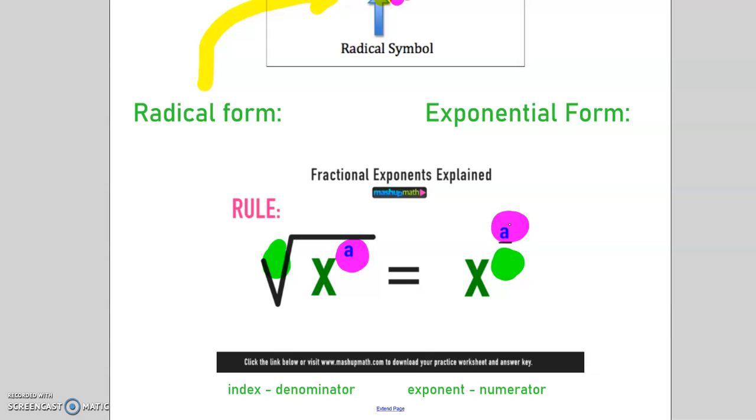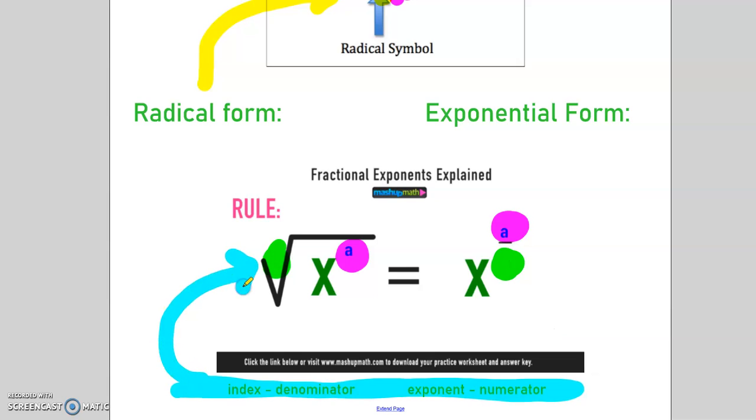And I have that stuff highlighted down here. We want to be able to convert between the two. The index is my denominator, and the exponent becomes my numerator. You want to highlight that, circle it, star it in your notes. We want to be able to convert, and that's all this mini short little video is about, converting between the two forms. So let's practice.